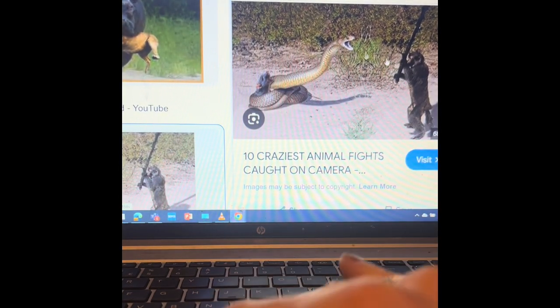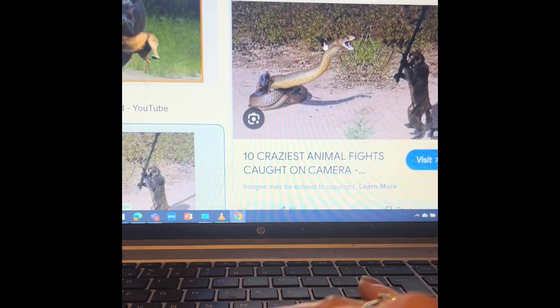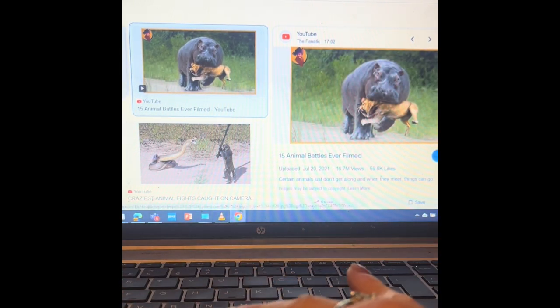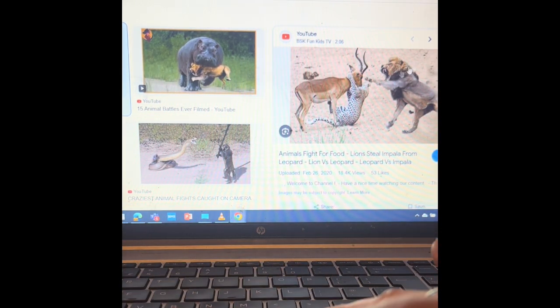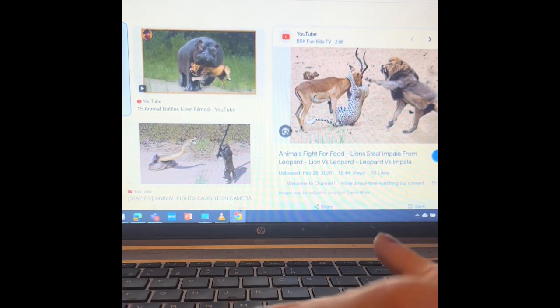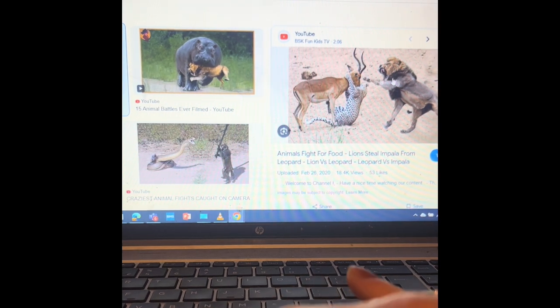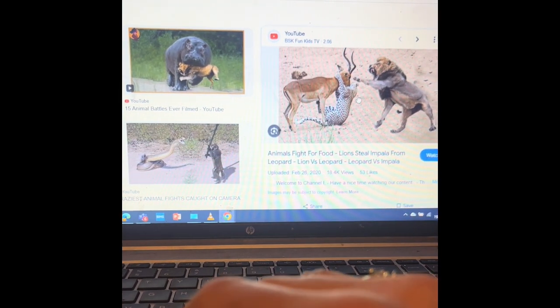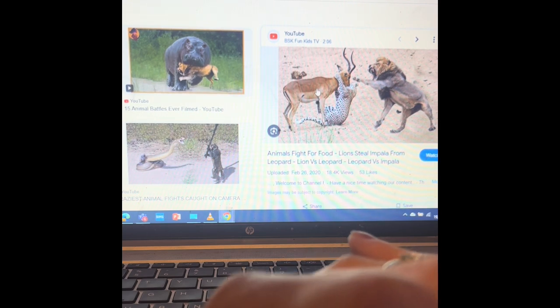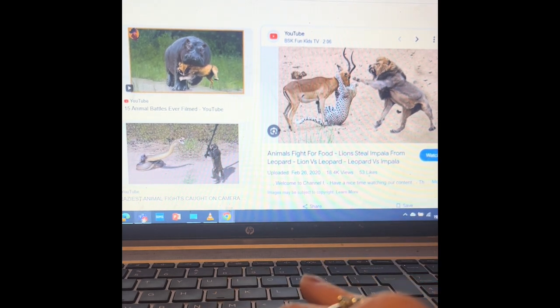Anyway, you've got 2 different species here. So monkey versus a snake here. That looks real to me. You've got a hippo and a lion. Over here, we've got a lion and a leopard fighting over an impala. It's like a type of deer. So because these are different species, this is where we spell it with an ER, different, interspecific. When it's the same, it's intra.